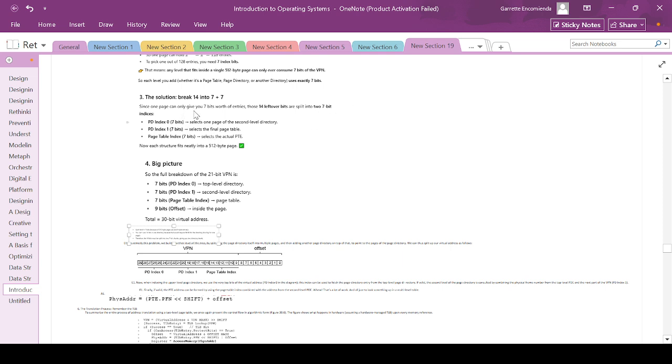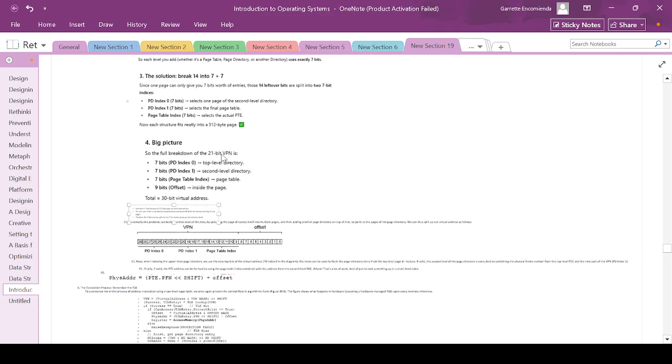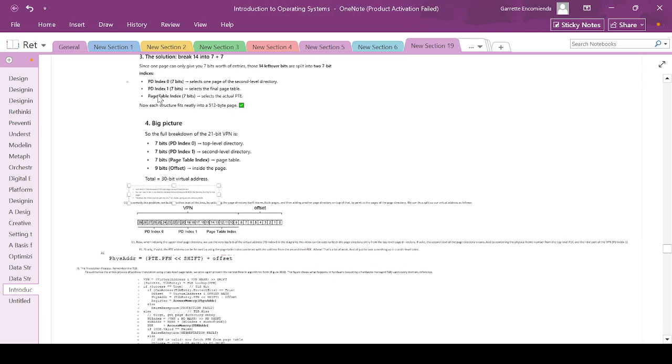So again, since one page can only give you 7 bits worth of entries, those 14 leftover bits are split into two 7-bit indices. Now we have PD index 0, page directory index 0, which selects one page of the second level directory. And then PD index 1 has 7 bits as well and selects the final page table. And then the page table index selects the actual page table entry. Now each structure fits neatly into a 512 byte page.